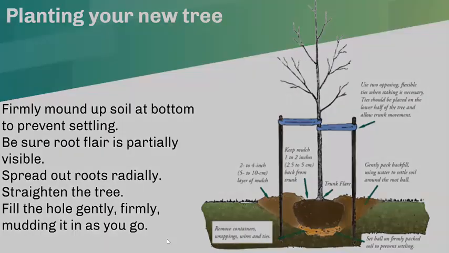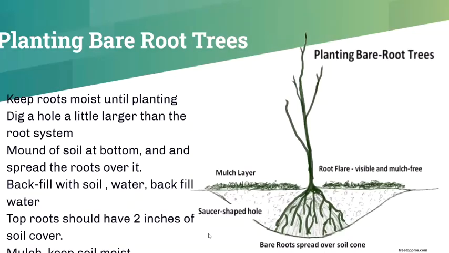And again, with bare root plants, you've got to keep the roots moist until they're planted. You want to dig a hole a little bit bigger, kind of the same saucer-sized thing with a mound at the bottom. With those little bitty fruit trees, you kind of have to make a pyramid so that you can spread the roots over it. And then you're going to backfill with soil the same way.